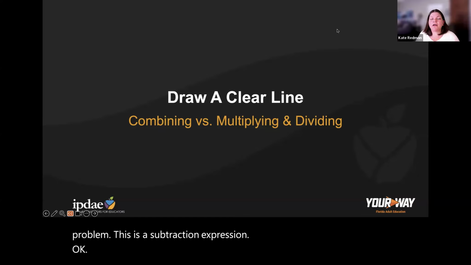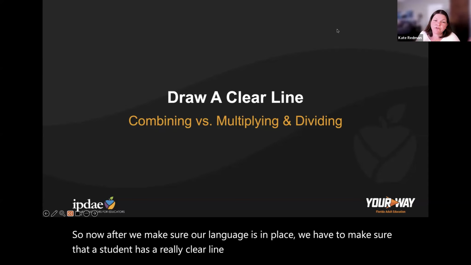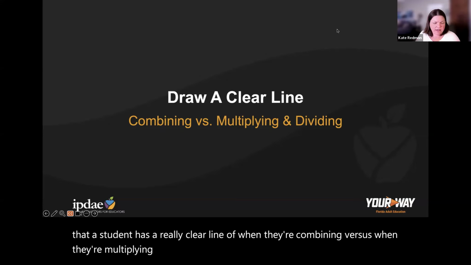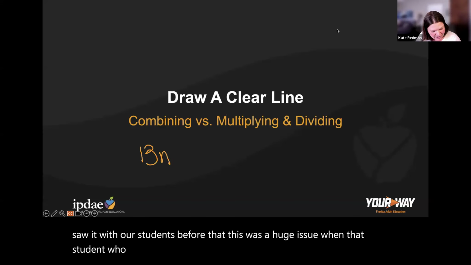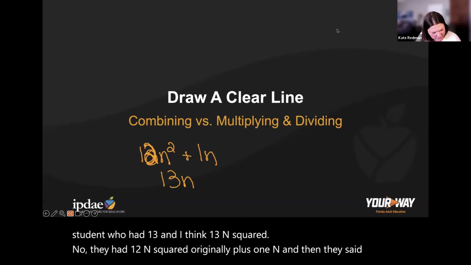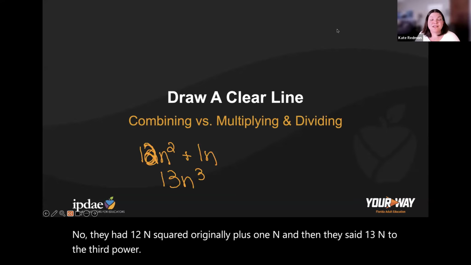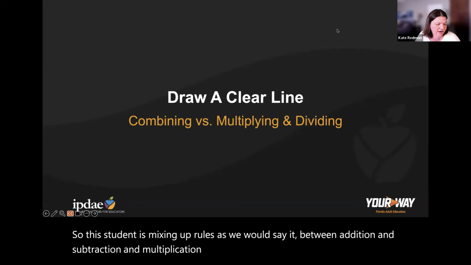So now, after we make sure our language is in place, we have to make sure that a student has a really clear line of when they're combining versus when they're multiplying and dividing. We already saw with our students before that this was a huge issue, when that student had 12n squared originally plus 1n, and then they said 13n to the third power. So this student is mixing up rules between addition and subtraction and multiplication and division. Having that clear line is what's really going to help students from making those mistakes.